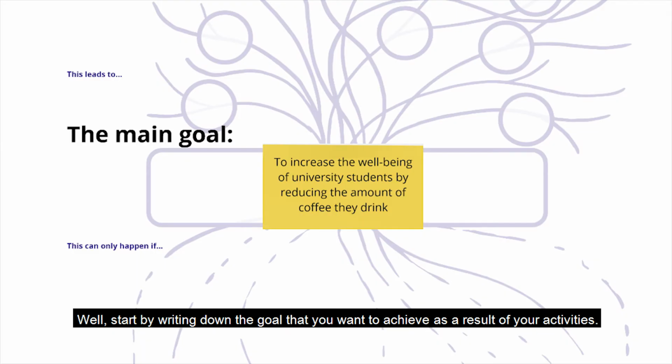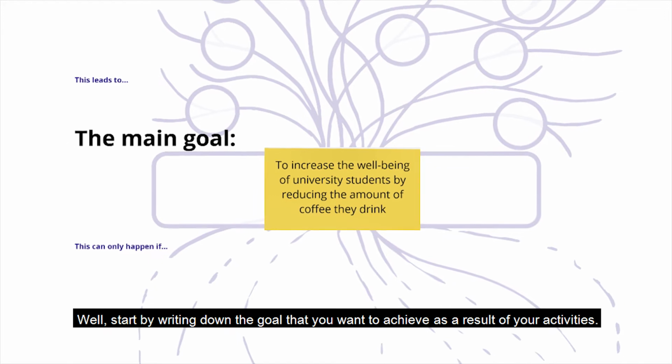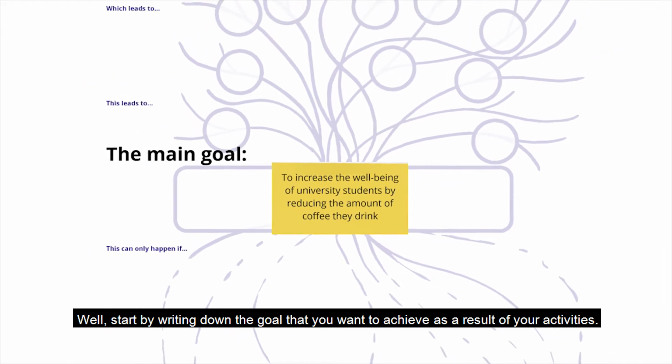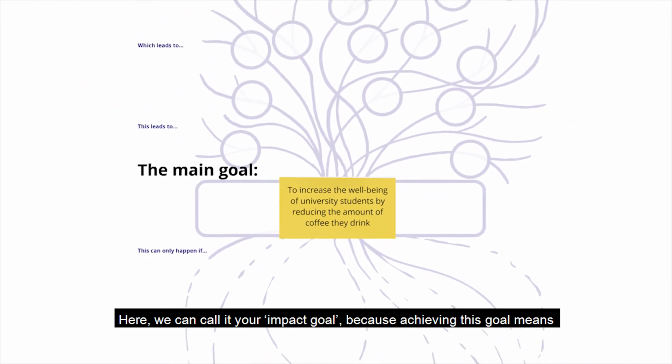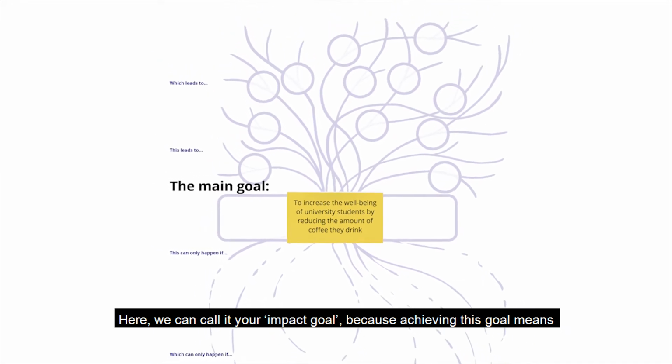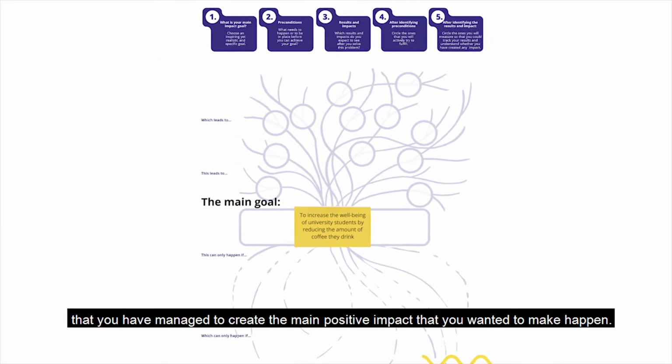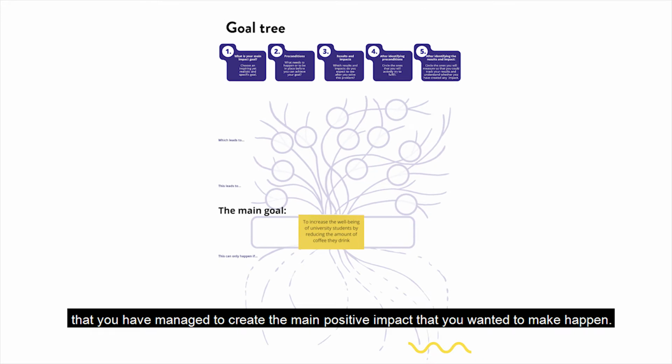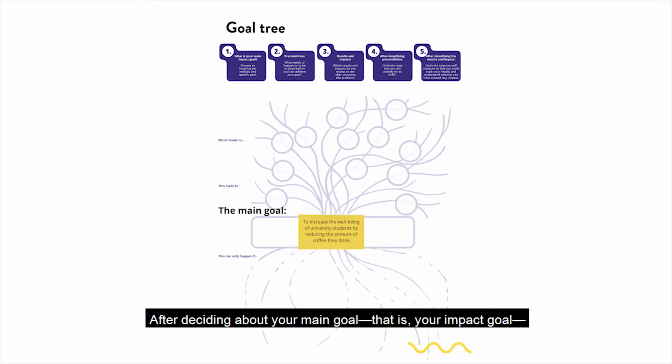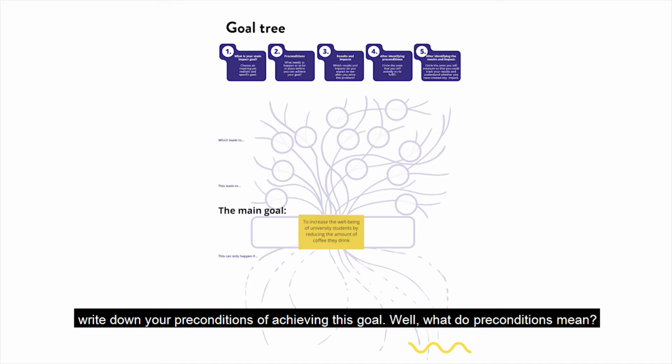Well, start by writing down the goal that you want to achieve as a result of your activities. Here we can call it your impact goal, because achieving this goal means that you have managed to create the main positive impact that you wanted to make happen. After deciding about your main goal, that is your impact goal, write down the preconditions of achieving this goal.